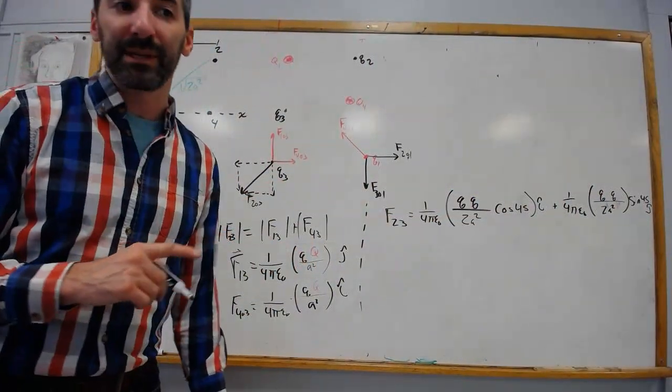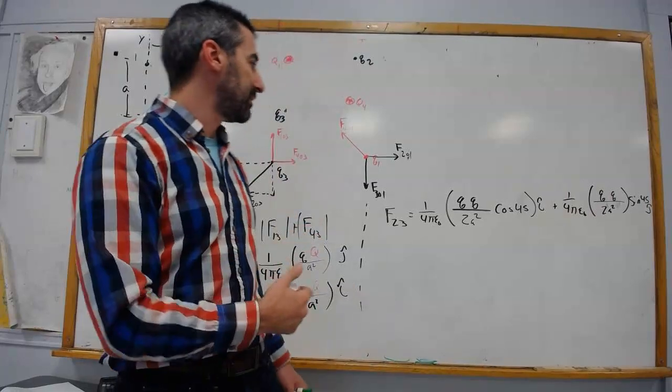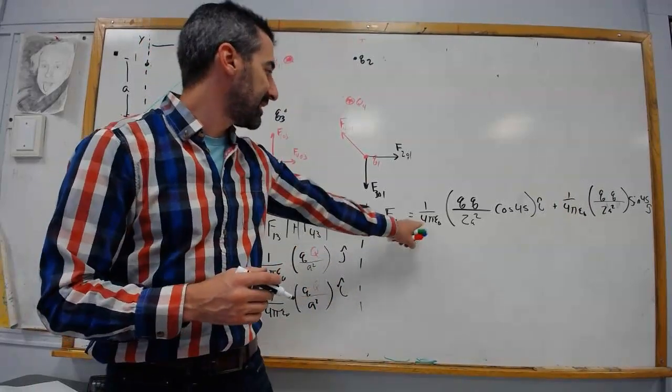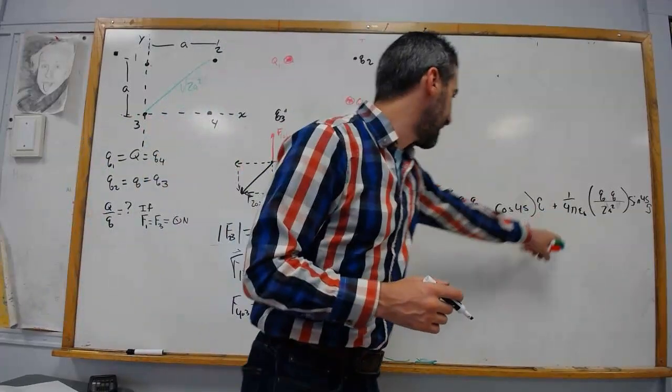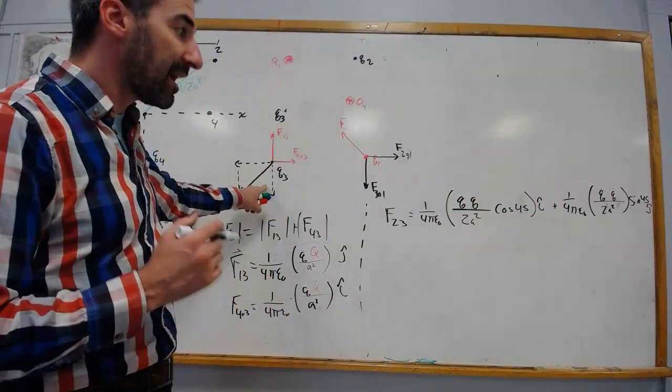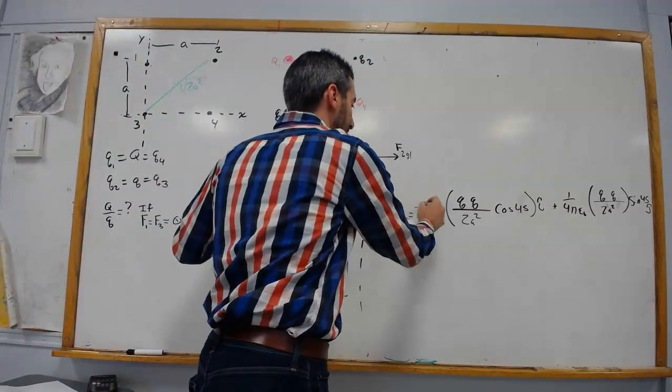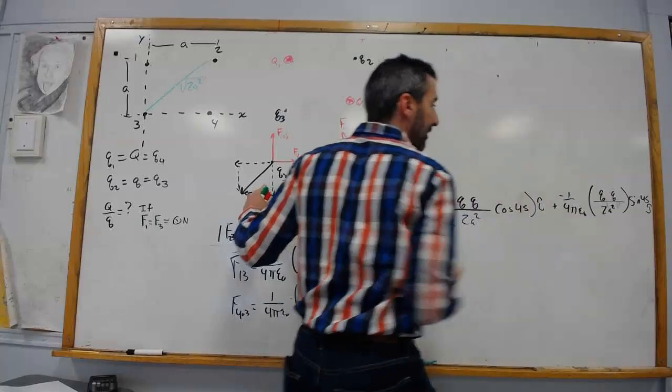Now, I did drop something. Think to yourself, what did Mr. Rose drop? Mr. Rose dropped directions. This is in the negative direction. This is in the negative direction. Look at my diagram. Definitely in the negative direction. So this should be negative out there plus the negative over there.